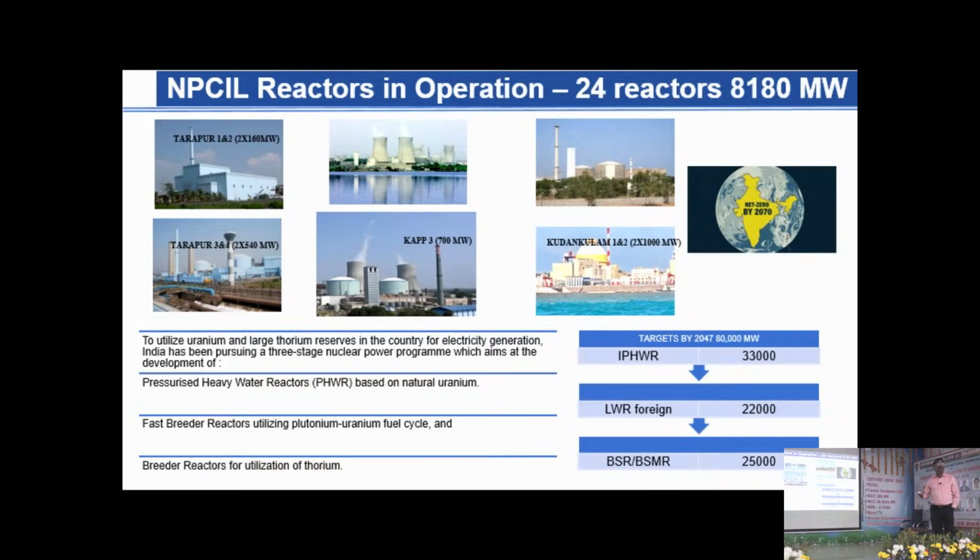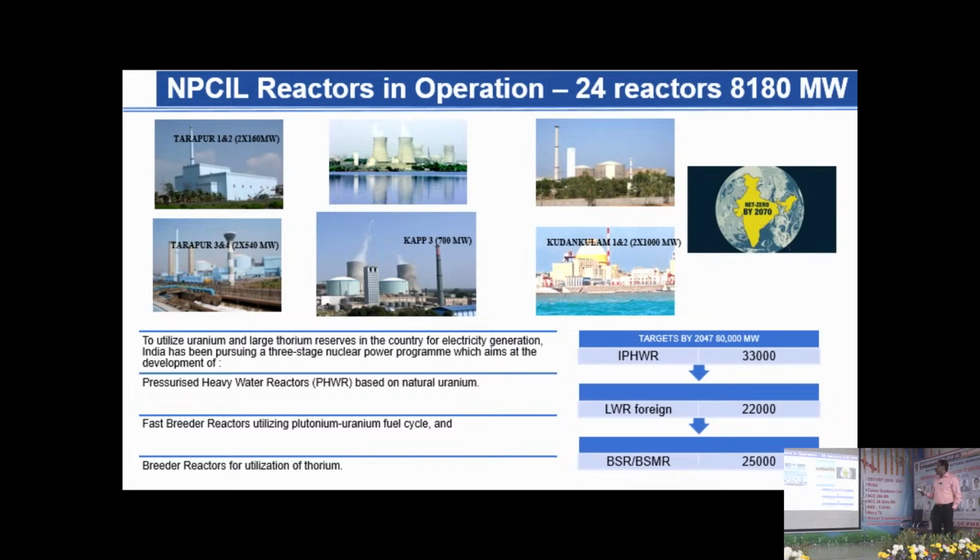Now what is the vision of DAE? Day before yesterday the budget was declared, and this slide shows 80 gigawatt, but the Prime Minister has said 100 gigawatt. So how do we achieve this? The Indian PHWR is the mainstay. Now we have standardized 700 megawatt reactors. These are the main pillar for DAE. With that we will make 33 gigawatt. From next year onwards, every year India will add one more reactor. So within 10 years we will triple this from 8,000 to 21,000.